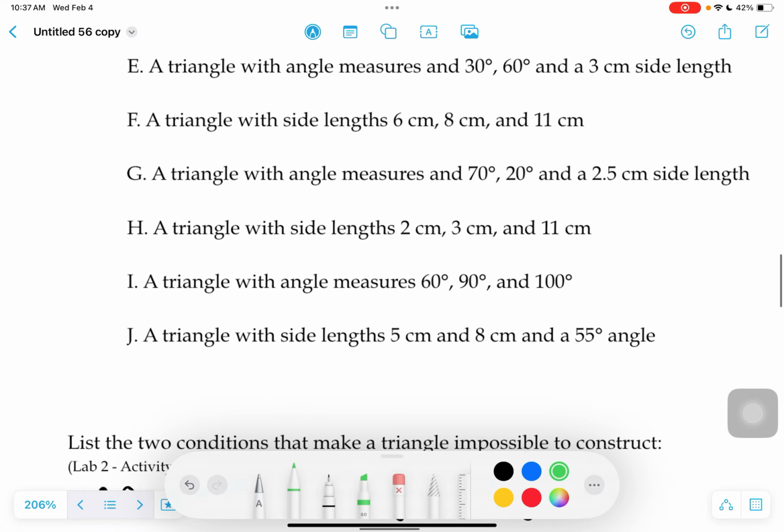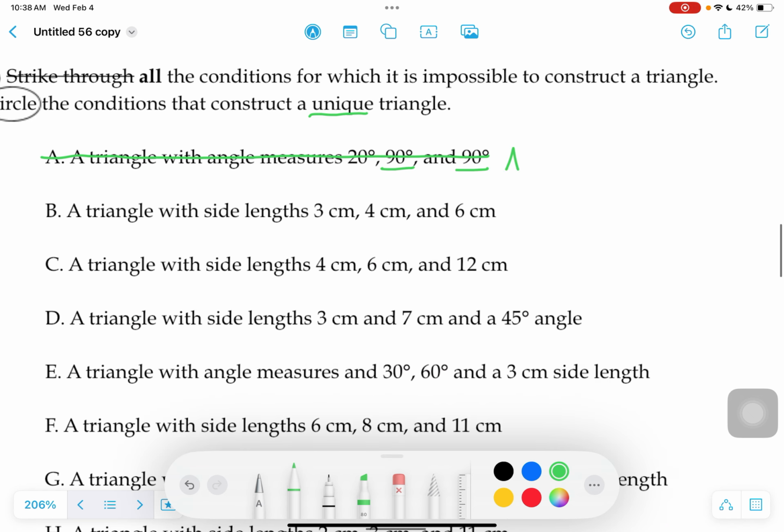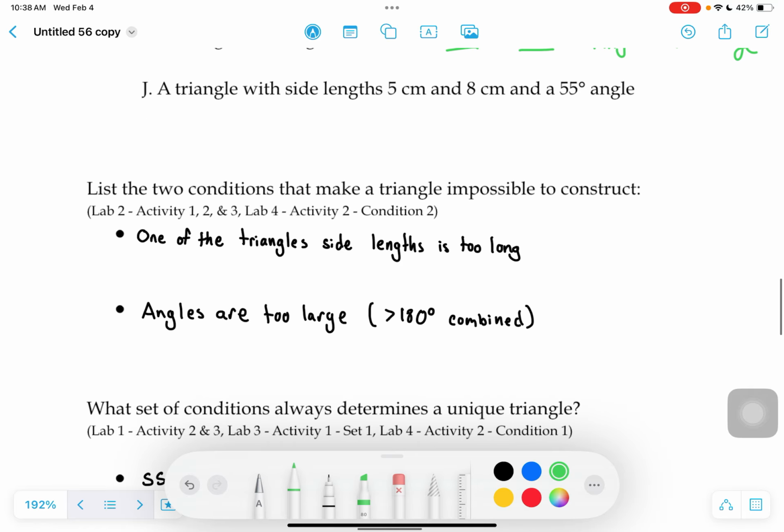Let's look for more like that. Oh, I see here I have a 90 and a 100. That seems too large. So we'll strike through that one. This is because the angles are too large. Same thing here. Angles are too large. All right, the other condition for impossible triangle is when one of the triangle side lengths is too long.